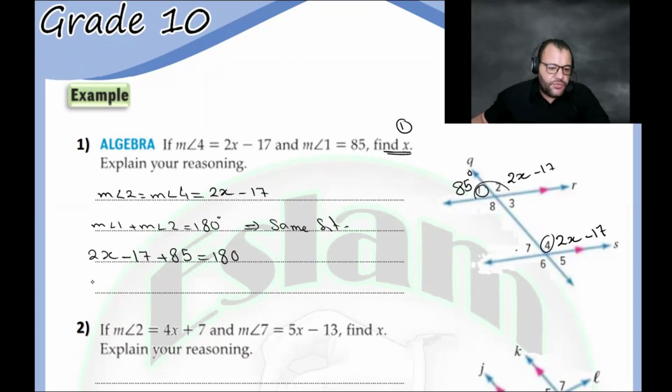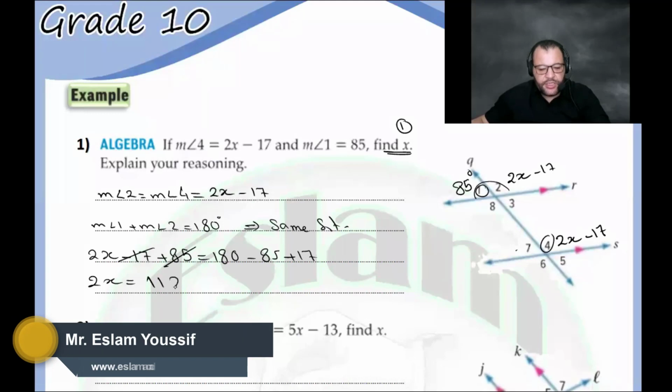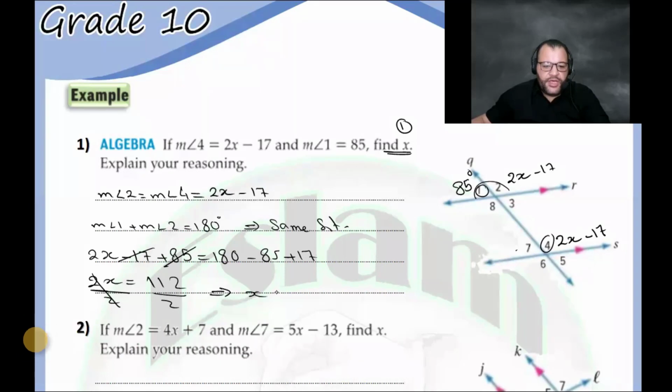Now if you add them, 2x equals 180 minus 85. The 85 was positive, and it becomes negative 85. And now the negative 17 will be shifted to the other side by adding 17. So 2x equals 95 plus 17, which is 112. Then divided by 2, x equals 56. 56 degrees.